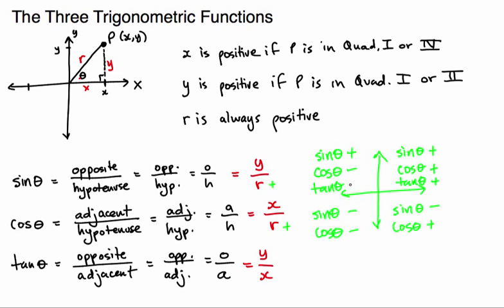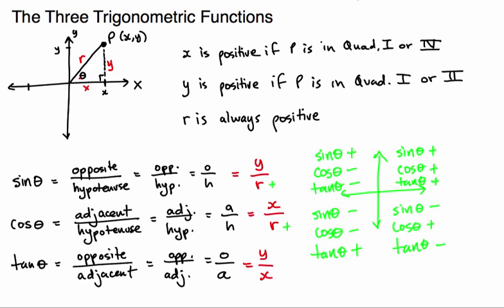So a positive and a negative is going to give me a negative. In this quadrant, I'm going to get a negative x value and a negative y value, and a negative divided by a negative is a positive. And in the last quadrant, I'm going to get a positive x value and a negative y value, so it'll be a negative over a positive, which will be negative.